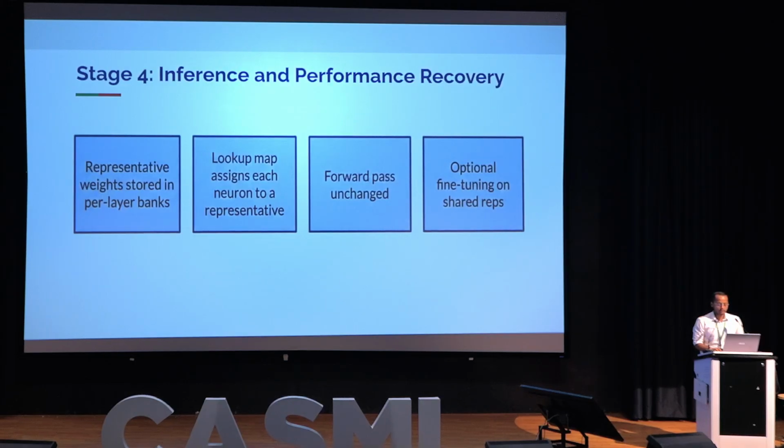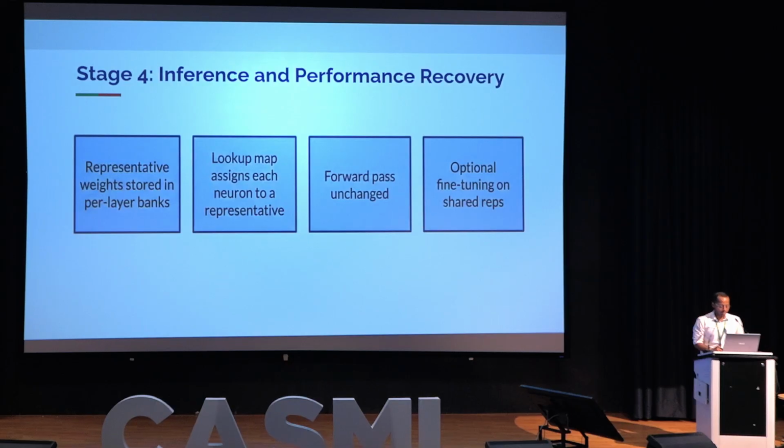After stage 3, we remember every neuron has been mapped to a representative. So how does inference work? Instead of storing a full weight matrix for every neuron, each layer now stores a small parameter bank, one row per representative neuron. We also maintain a lookup map that tells each original neuron which representative it should use. So during inference, the model simply looks up the correct representative row, performs the usual linear or convolutional operation, and continues forward exactly like the original network. It behaves like the original network, just with far fewer parameters.